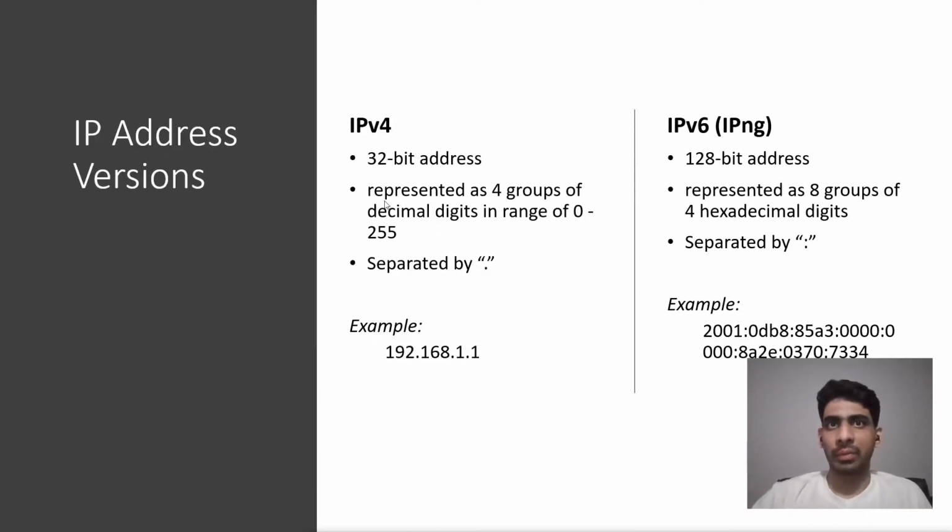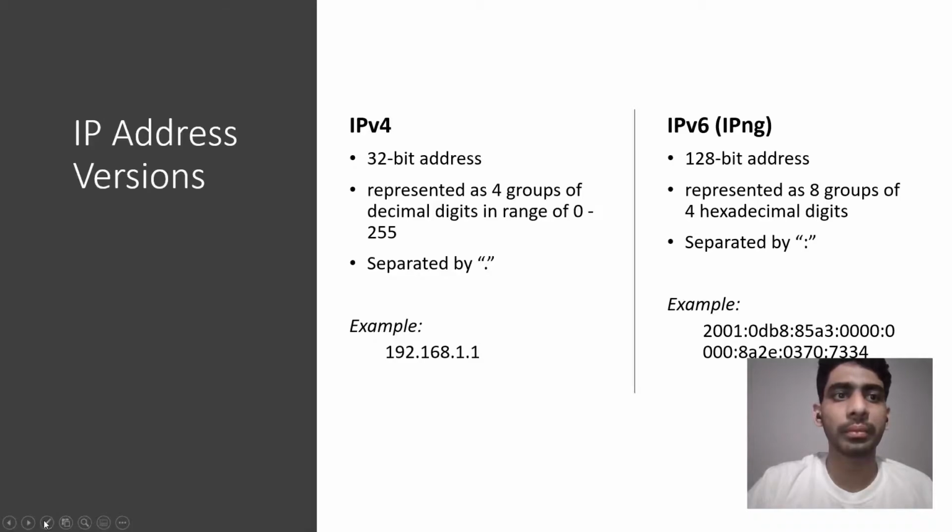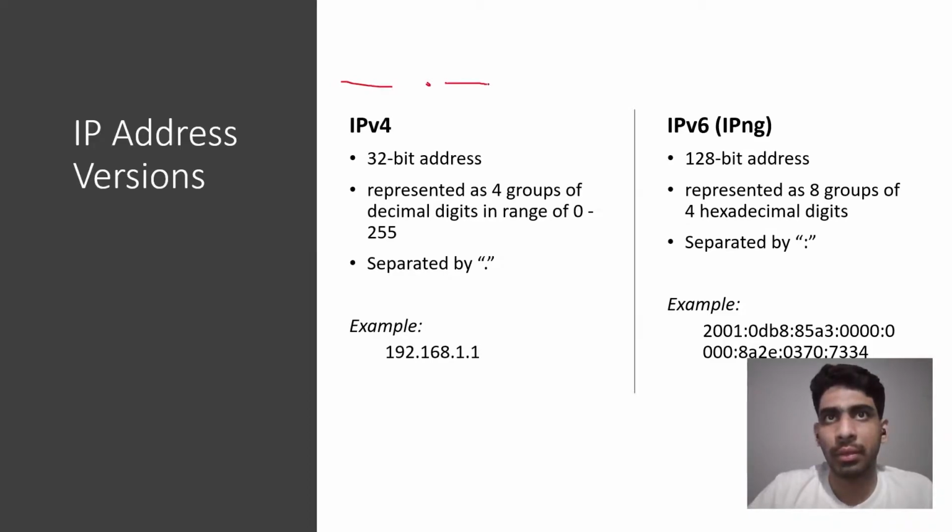So these IP version 4 addresses are represented as a set of 4 numbers. Let me show you. An IP version 4 address will look like this. There will be 4 numbers separated by a dot. Each number can be in the range of 0 to 255, and all these numbers will be within that range.